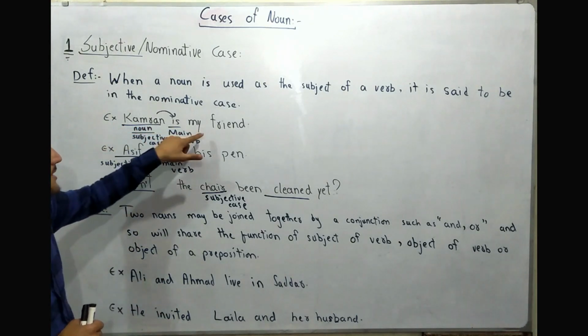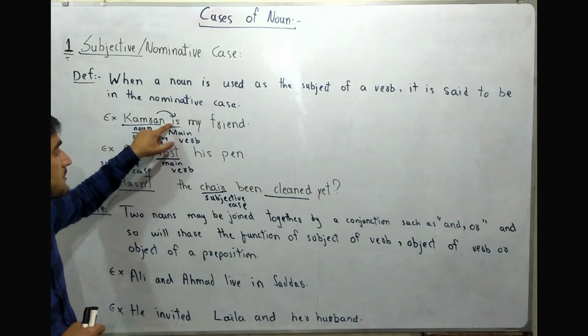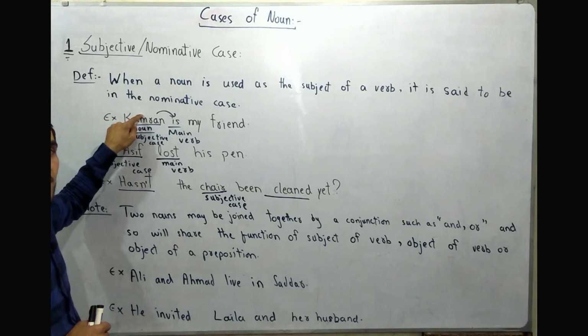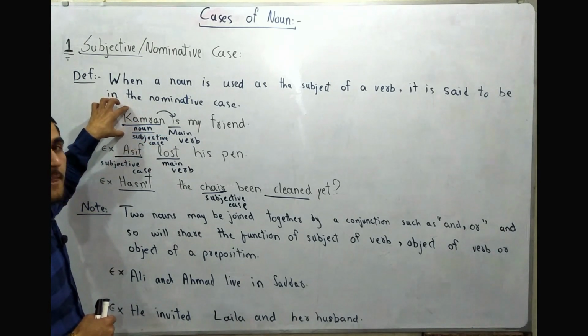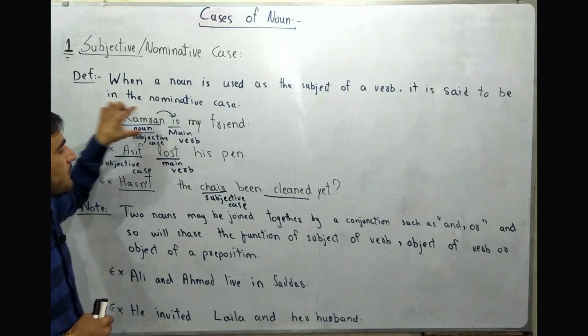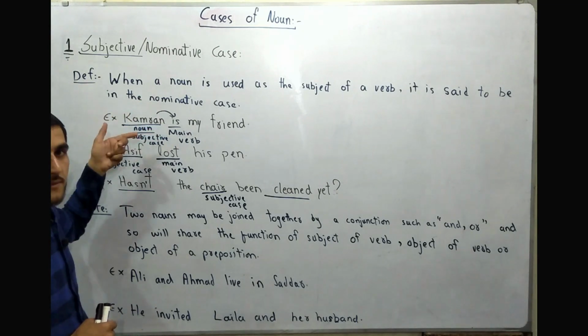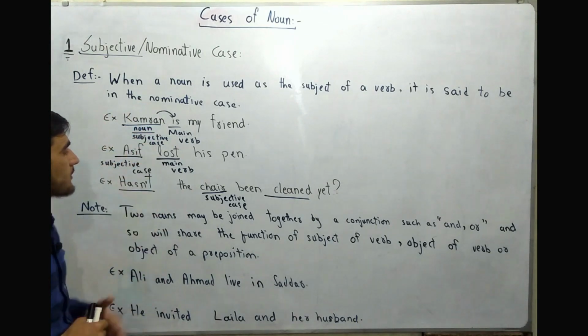Examples are given. Kamran is my friend. In this example, is is the main verb. So before the main verb we use a noun, and this noun functions as the subject of the sentence. That's why we call it the subjective case of a noun, because the noun is used in place of the subject. So we say that there is subjective case of noun.